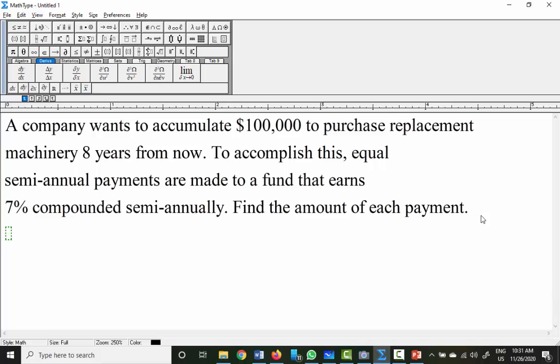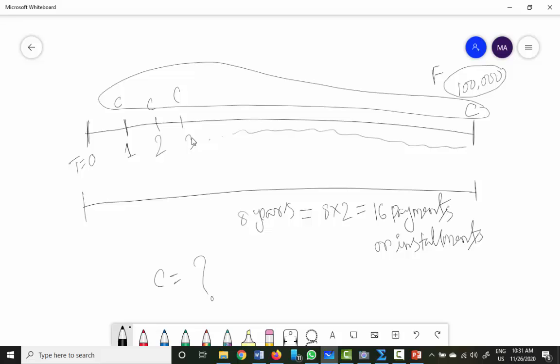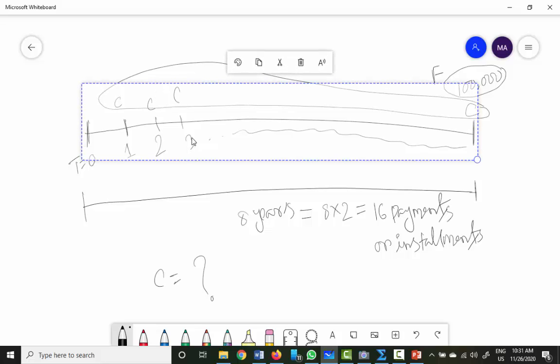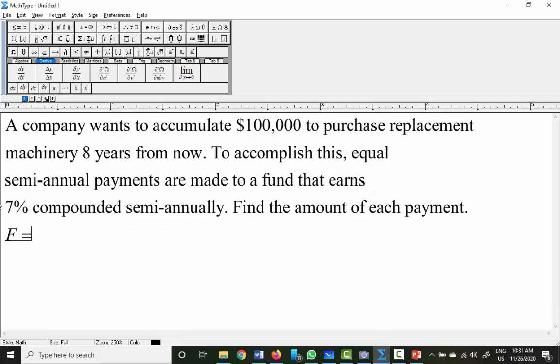We know the future value of this annuity. This is an annuity, there is no doubt about that. That's why we will use the future value of annuity formula, and the formula is this one.